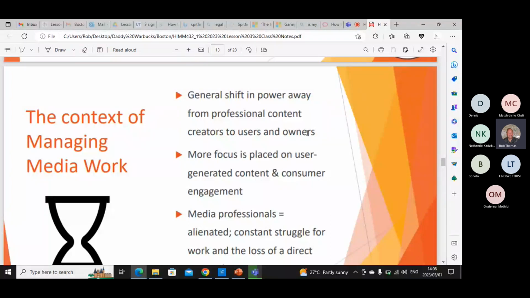Okay, so in the context of managing media work, you can see Hugh speaks about a general shift in power away from professional content creators to users and owners. Now, this is something I spoke about in the lectures last week. Some of you may remember this. We spoke about outside-in versus inside-out. So in the past, you were in control of the brand; your promotion or your communication went from inside to out. You spoke about it and then you proclaimed it to people. These days, people on the outside are telling you about your brand, and the communication is going from the outside back in. So they're dictating your brand to you.